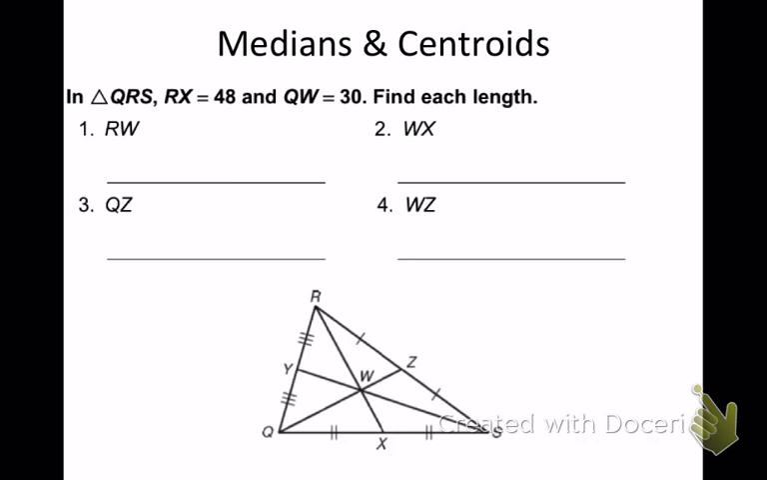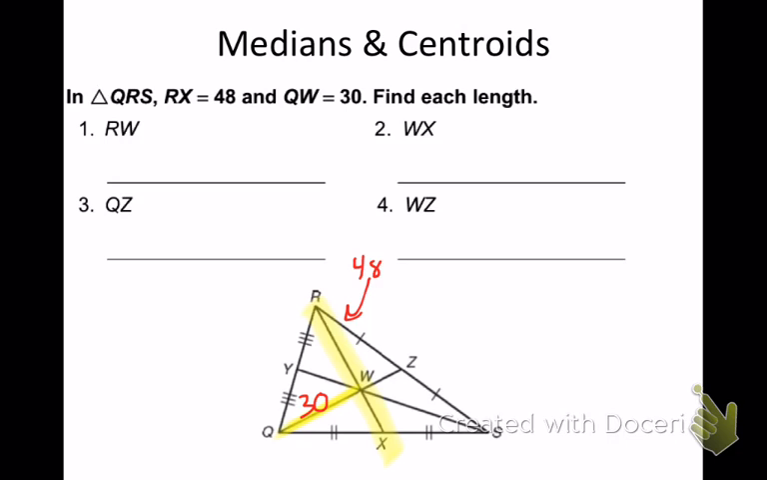So let's look at number 1. In triangle QRS, RX is 48. So I'm given RX here is 48. Does everybody see RX? 48. And it says QW is 30.